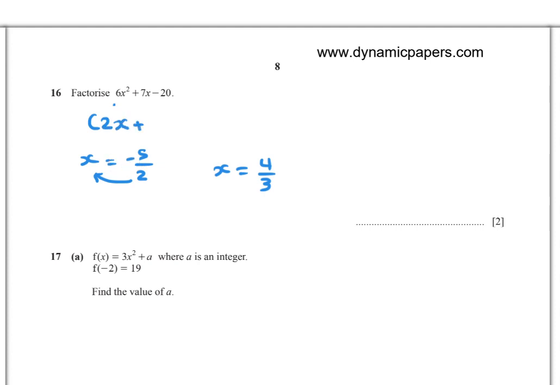Now how to write the brackets. Multiply 2 by x, so 2x, and transpose negative 5 to the other side as positive, so 2x plus 5. This is the first bracket. The second bracket, multiply 3 by x, so 3x, and transpose 4 as negative, so minus 4. So now you don't need that, so you need to erase them. So this is the answer.